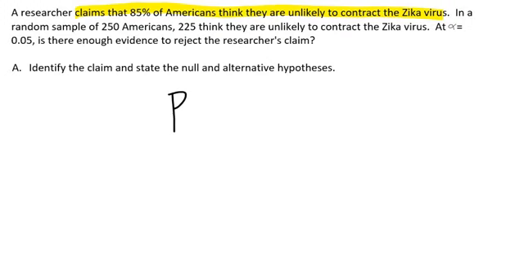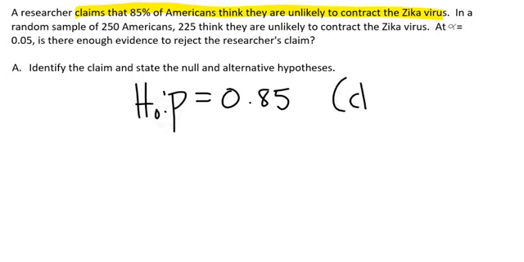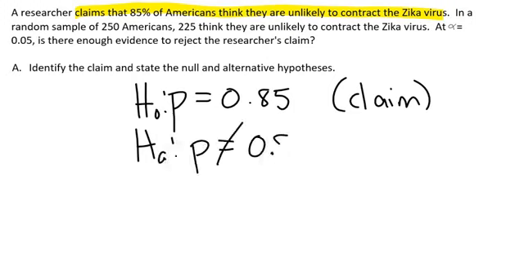Notice that there are no key phrases like greater than, less than, at most. So this is simply going to be equal to 85% or 0.85. Now because this one has the equal sign, this is going to be our null hypothesis. So we're going to state that our claim is our null hypothesis. The alternative is going to be the complement, which is P is not equal to 0.85.